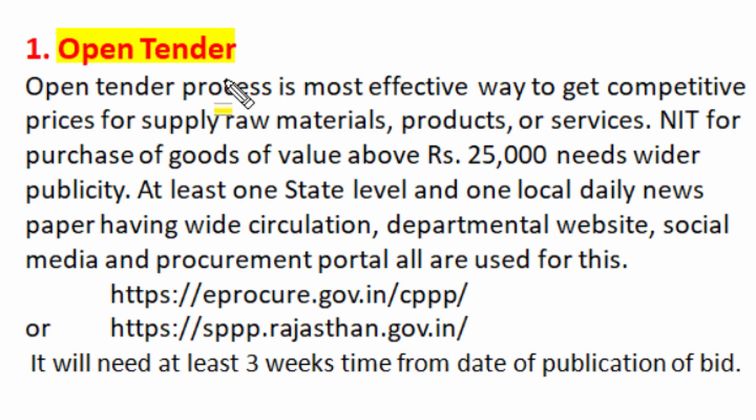Open tender procurement process is the most effective way to get competitive prices for supply of raw material, products or services. The notice inviting tender for the purchase of goods valued above 25,000 needs wider publicity, and at least one state level newspaper and one local daily newspaper having wide circulation is used for that publicity. Departmental website, social media platforms, and government procurement portal are all used for this.